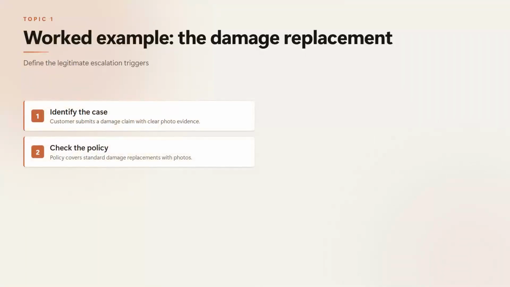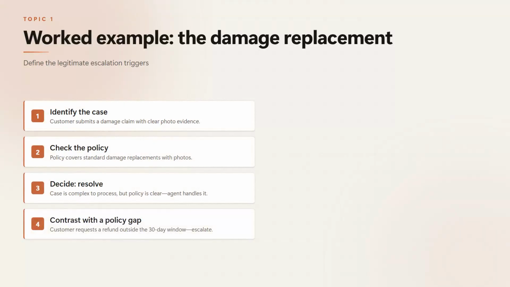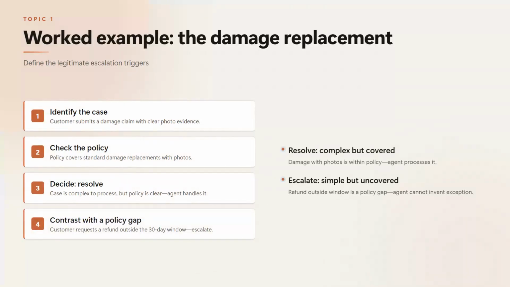Take the damage replacement case from the document. A customer submits a claim with clear photo evidence. The policy covers standard damage replacements when photos are provided. The case is complicated. It requires verifying the photos, checking the damage type, calculating the replacement cost, but the policy is clear. The agent resolves it.